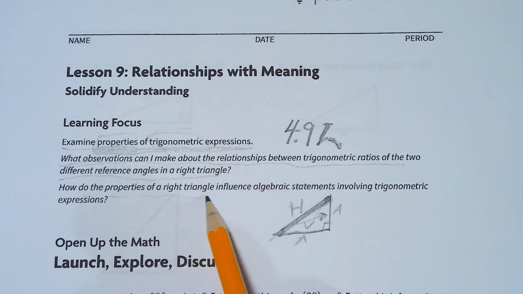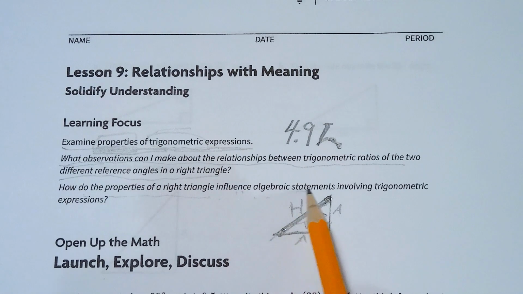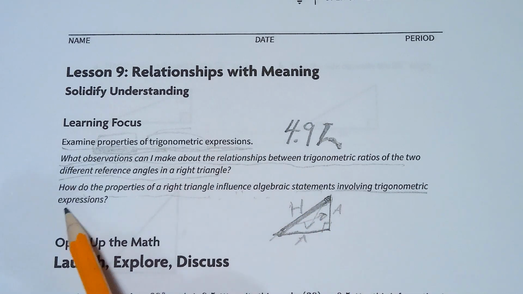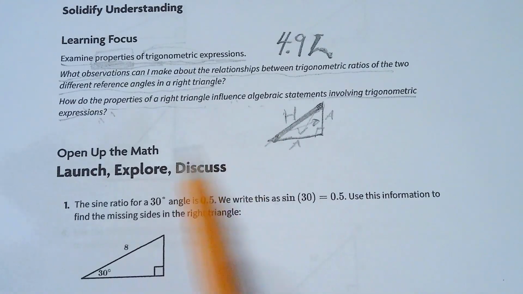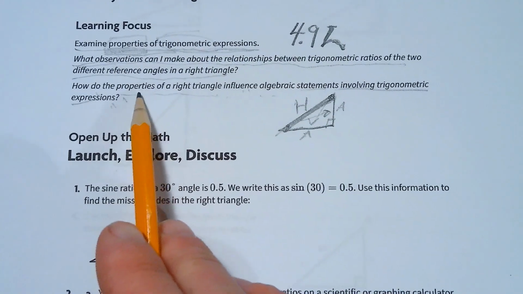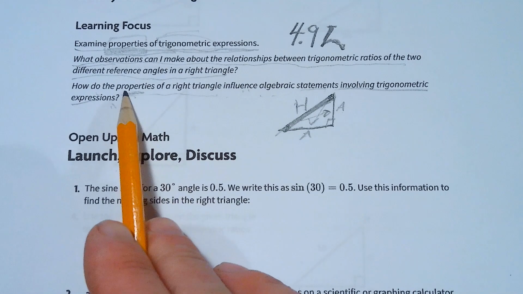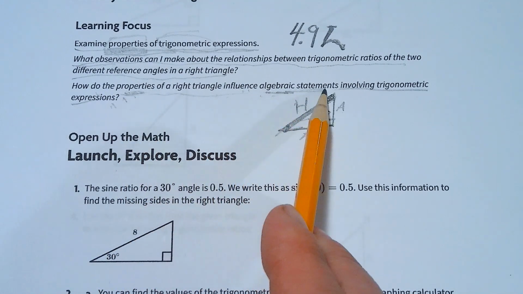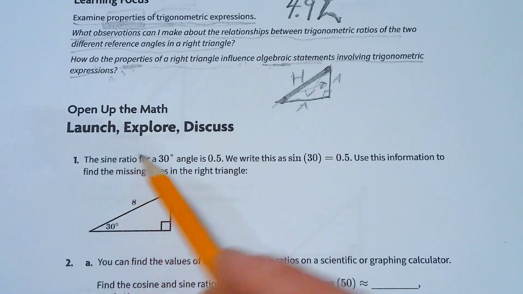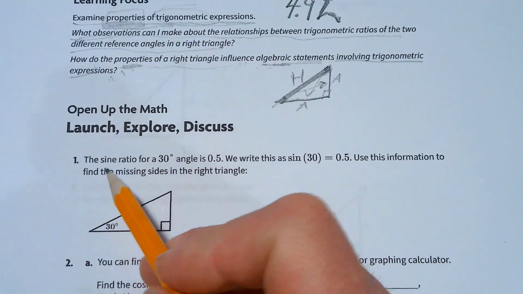How do the properties of right triangles influence algebraic statements involving trigonometric expressions? All right, that's the fun part, which we'll jump into right here. Basically, how do their features, their properties, help us with algebra to find stuff? Because algebra finds the missing piece, finds the variable.